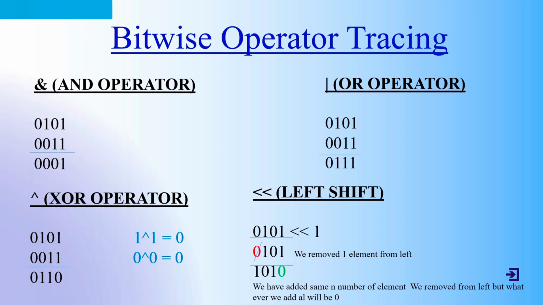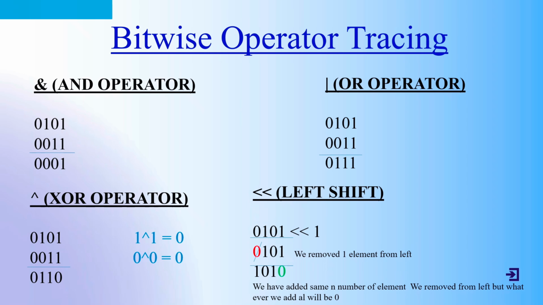Left shift is nothing but it will remove the left values depending on the left shift number we have specified, and it will add the number of removed values from the left to the right position as 0 values. I will be removing one value from the left, which is 0. So the result will be 1 0 1. I'll be adding the same number of removed values from the left to the right in the form of zeros, which is nothing but 1 0 1 0.